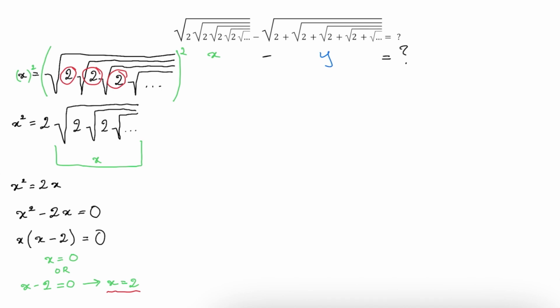Right, now let's just solve for y. We have that y equals the square root of 2 plus the square root of 2 plus the square root of 2 plus and so on to infinity. Once again, let us square both sides.